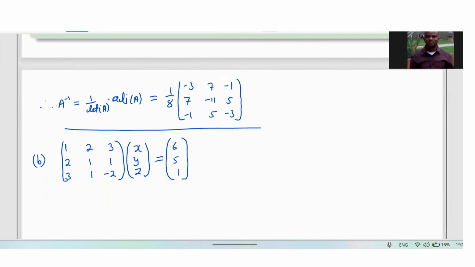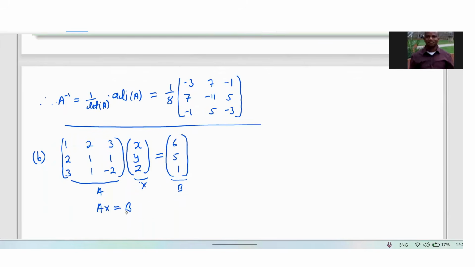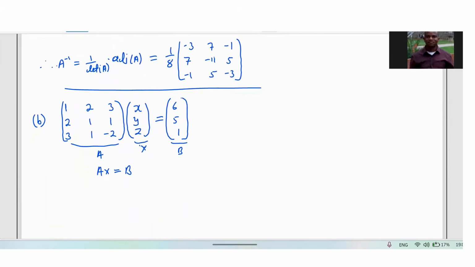Now, something interesting is you can see that this is the matrix A. And we can call this matrix X, and this is matrix B. So this forms something like AX = B. Since we want to solve this system, we want to find the values for x, y, and z, and we can use that property that we discussed above, where we multiply both sides by A inverse times A times X, and also A inverse times B.